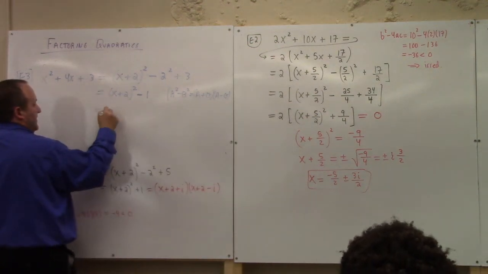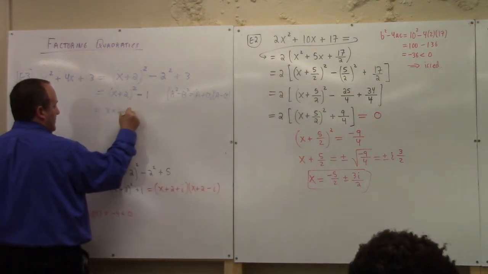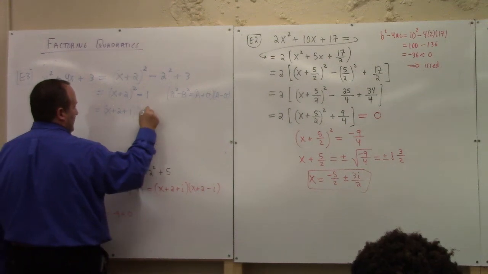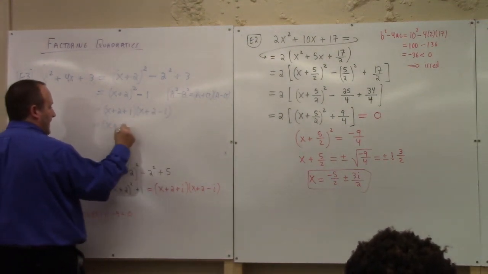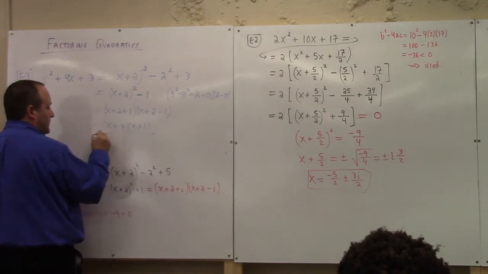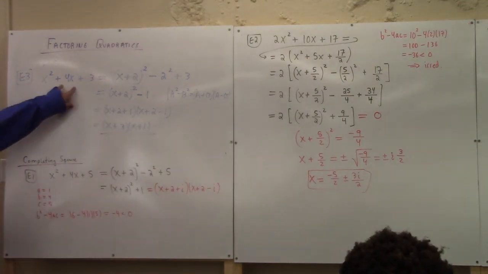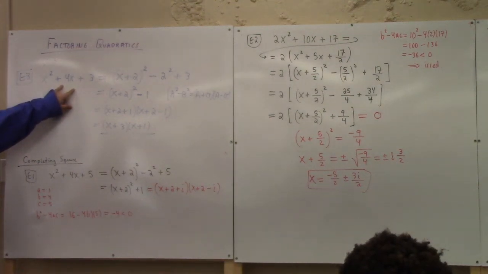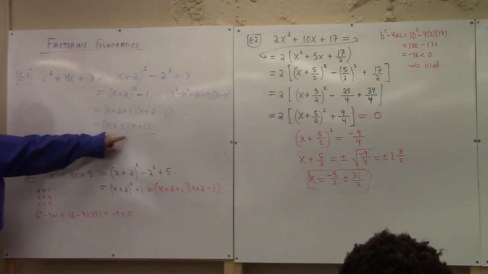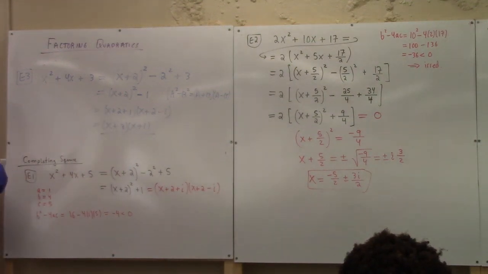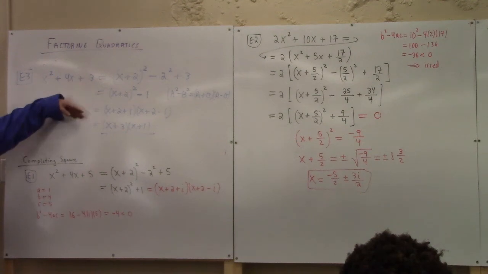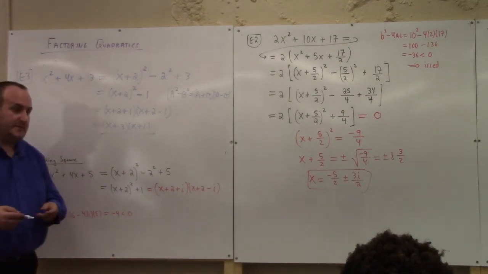Which in this case is x plus 2 plus 1 times x plus 2 minus 1, which of course is going to give us x plus 3 times x plus 1, which is completely unsurprising because I hope most of you didn't need completing the square to factor this, right? You could just factor x squared plus 4x plus 3 as x plus 3 times x plus 1. But if you, for some reason, had a mental block on that, you could fall back on completing the square as a way to do it.